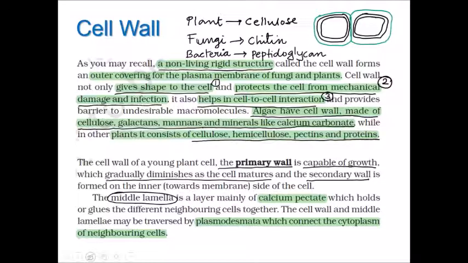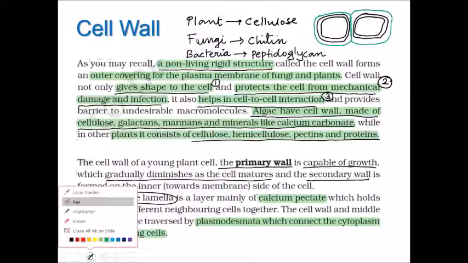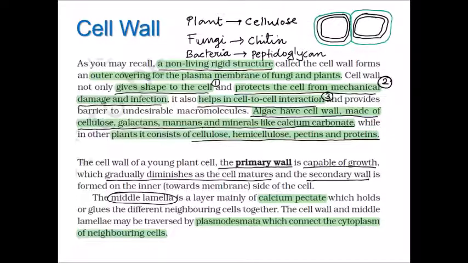This middle lamella is mainly made up of calcium and pectin. So we use the term calcium pectate. Sometimes it might also contain magnesium pectate, but mainly calcium pectate. So middle lamellae will hold or glue the different neighboring plant cells together. Always remember that middle lamella is found only in plant cells, not in bacteria or fungal cells. So middle lamella is made up of calcium pectate and magnesium pectate. Its function is to attach two adjacent plant cells together.